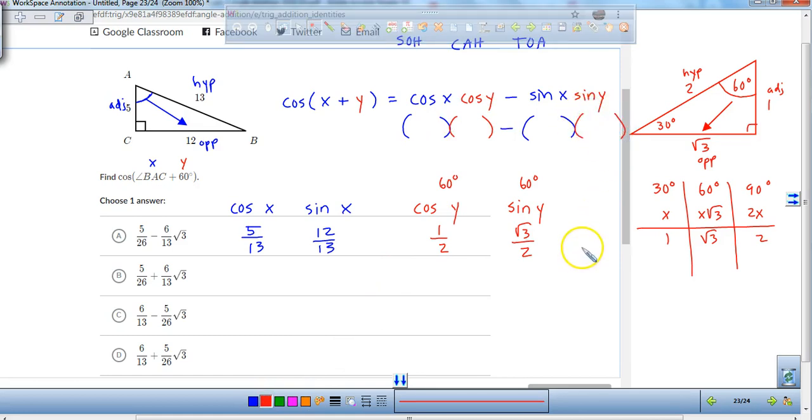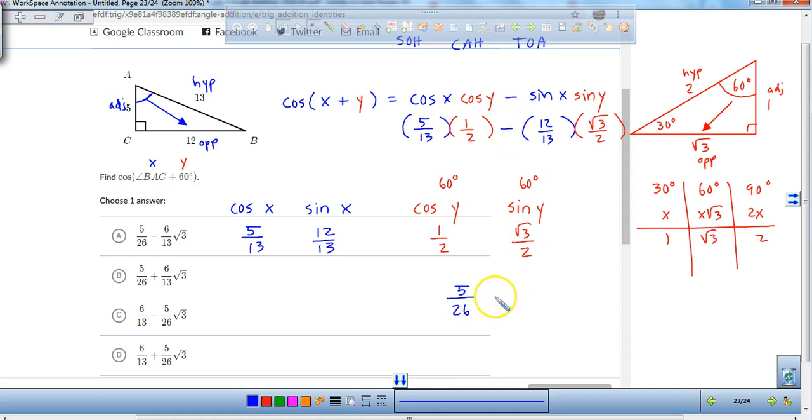Alright, so here we go. The cosine of x. What fraction am I going to put in for the cosine of x? I'm going to put in 5 over 13. And right here for the sine of x, I'm going to put 12 over 13. And here for the cosine of y, I'm going to put 1 over 2. And for the sine of y, I'm going to put radical 3 over 2. And I'm just going to multiply these fractions together. So it looks like I got 5 over 26.